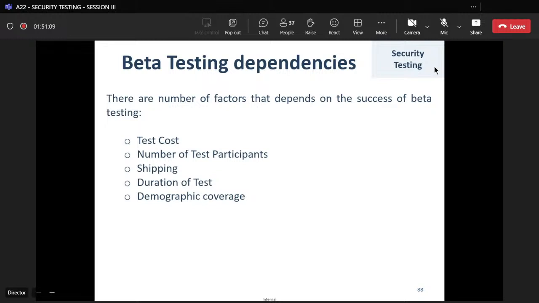And some of the factors that the success of the beta testing depends upon: the test cost, as well as the number of test participants, the shipping duration of the test, demographic coverage. These are some of the factors that need to be considered when they go for the beta testing.